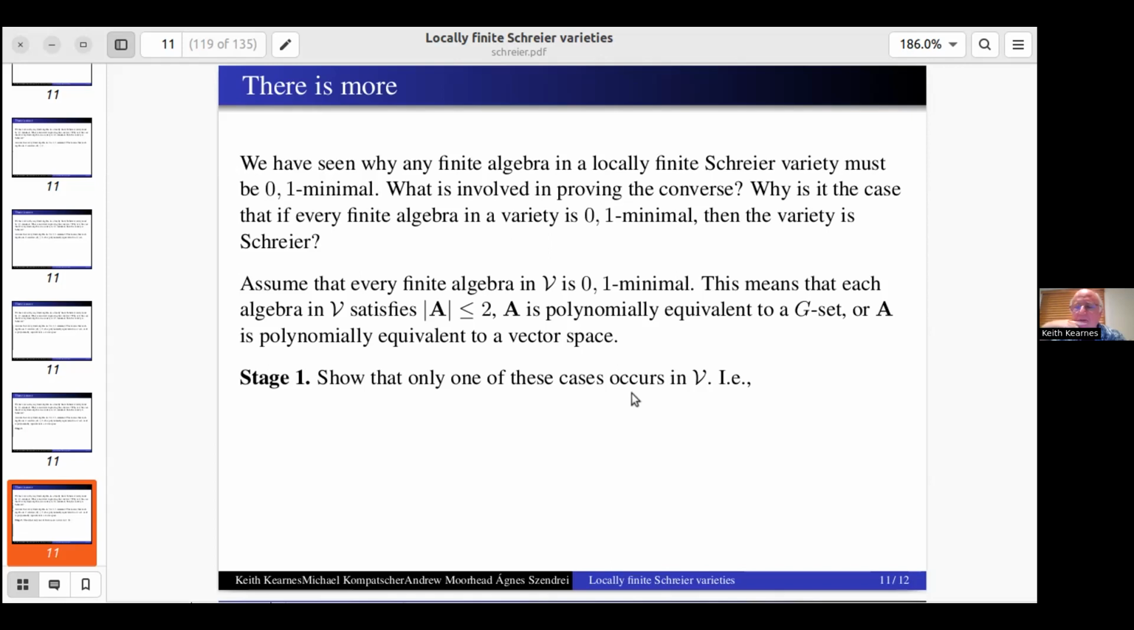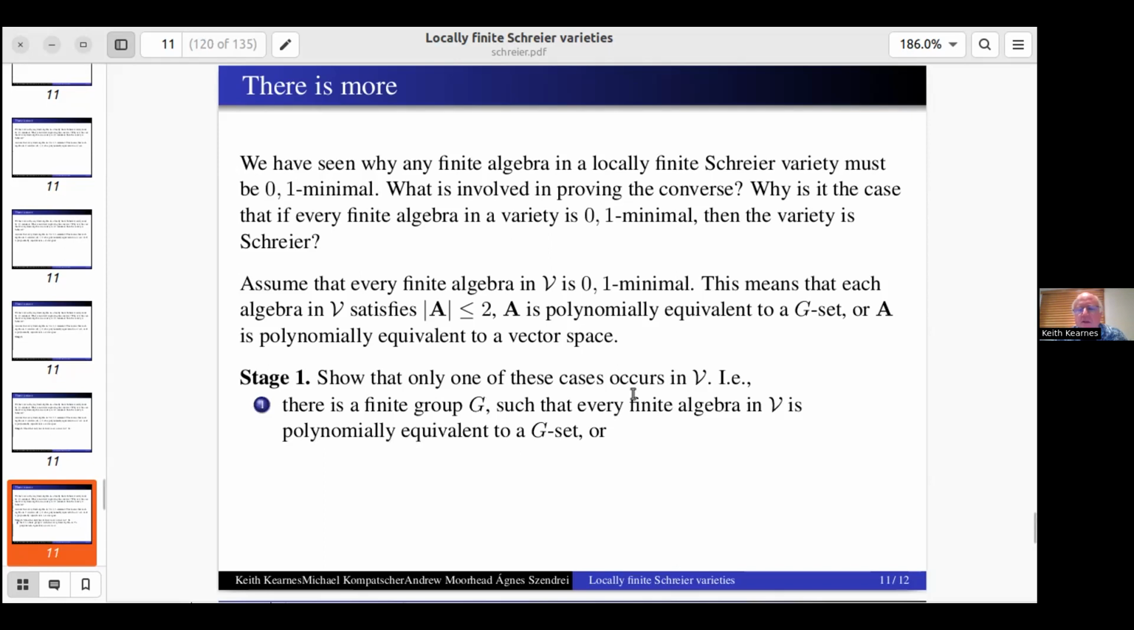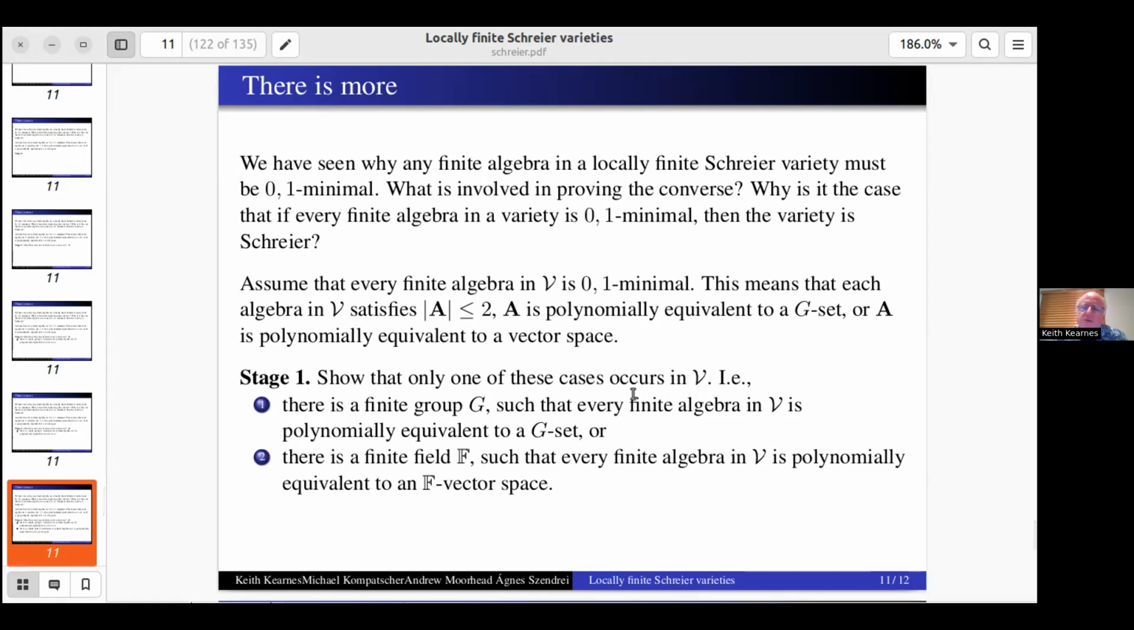Okay. Next, what if there was a G set in my variety and also a vector space? Then I take their product. If A is a G set and B is a vector space, their product will be neither a G set or a vector space. And that can't happen because all the finite algebras are supposed to be 0, 1 minimal. So I uniformize all the types. Only one type can appear. And that tells me that in my variety, either there is a finite group such that every finite algebra in V is polynomially equivalent to a G set over that group, or there is a finite field such that every finite algebra in V is polynomially equivalent to a vector space over that field.